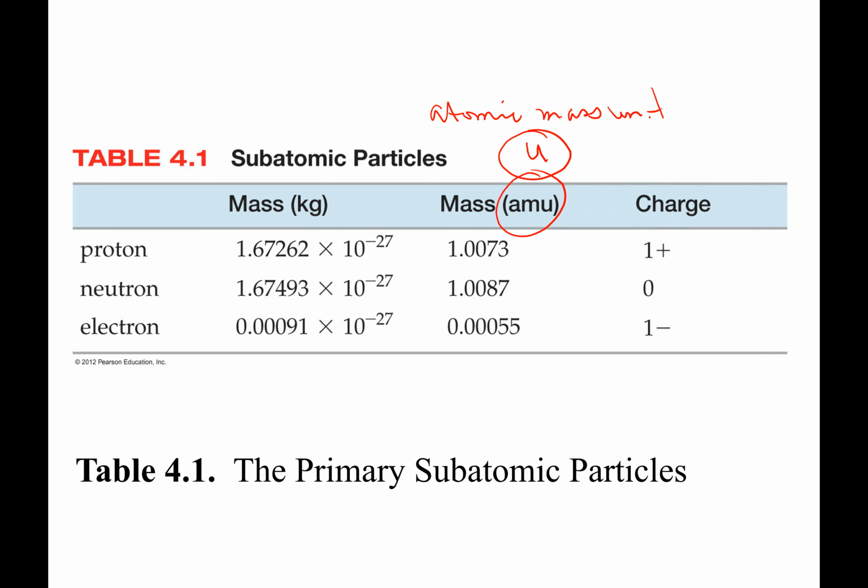And then the last column, we know about the charge. Protons, positively charged, neutrons, no charge, electrons, negative charge.